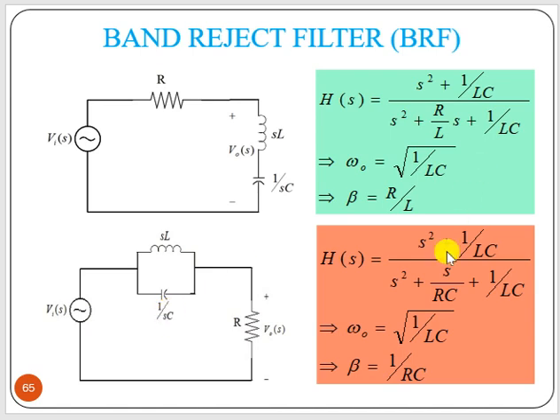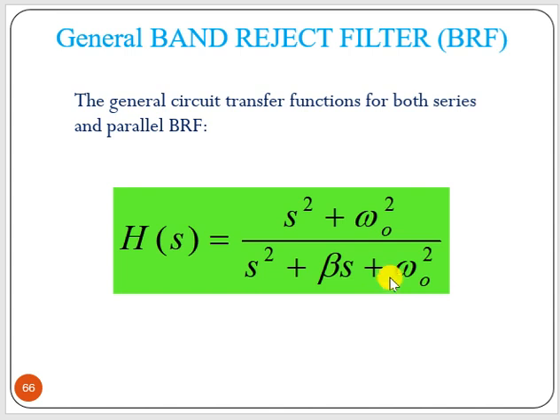Now comparing both gives us the same type of relation. The only point is, here we will get R by LS, and here we will get S by RC. So the beta value changes: R by L and 1 by RC.